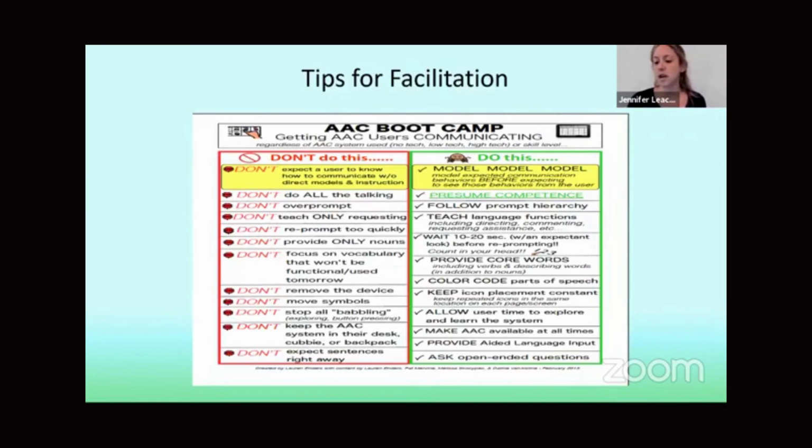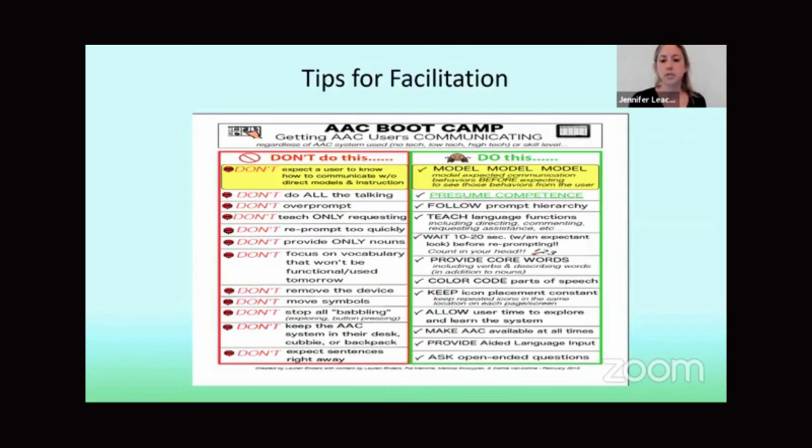You want to follow the prompt hierarchy, which I'm going to talk about right after I go through this list. You want to teach all language functions, like I said before. You want to wait 10 to 20 seconds before reprompting, so you give them time to think about what they want to say and where that word is on the board or on the device. You want to provide all core words, so all the different categories. You want to color code the parts of speech, like the Fitzgerald key I talked about before. You want to keep the icon placement constant, so all the icons stay in the same place and they can start the motor plan in their head and remember exactly where those buttons are.